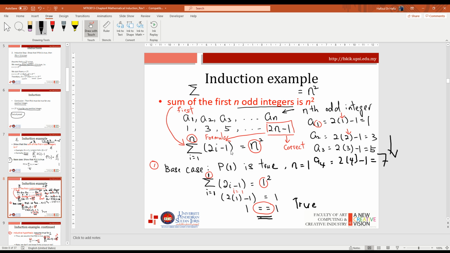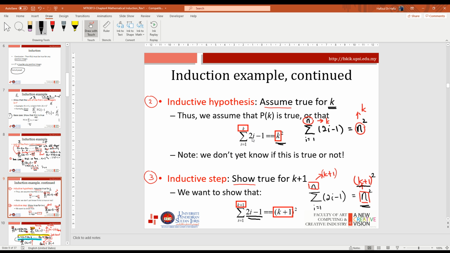Okay, and then here we replace n with k. Then we have the sum of k of 2i minus 1 is equivalent to k to the power of 2. We replace the n here. Also, we don't know yet if it is true or not. So we can have the inductive step, the iterative step, to show for k plus 1.